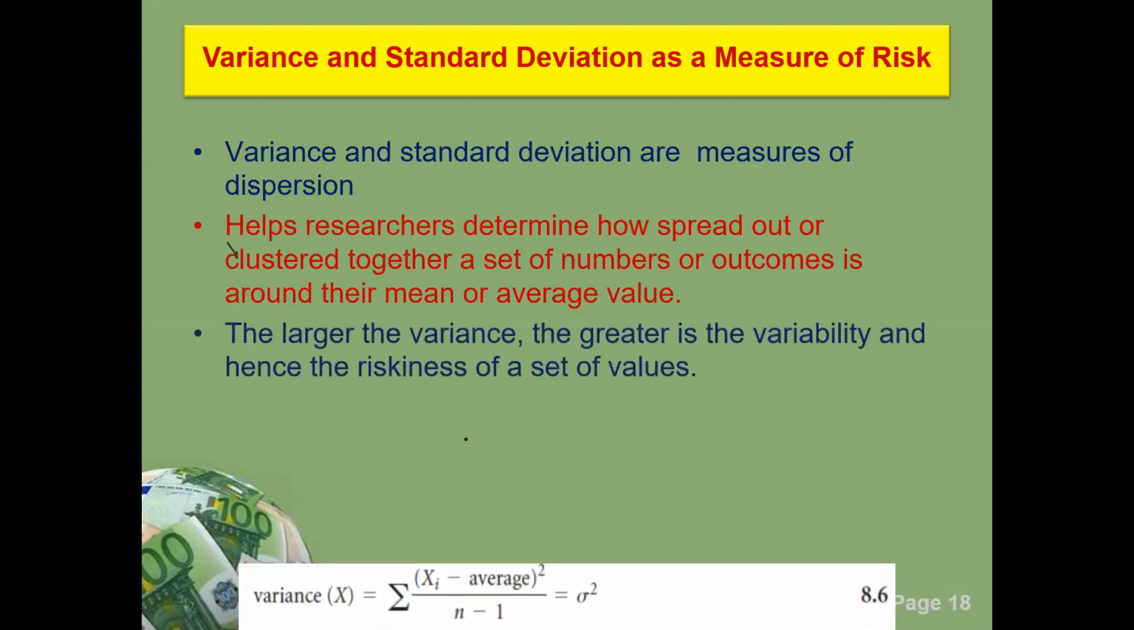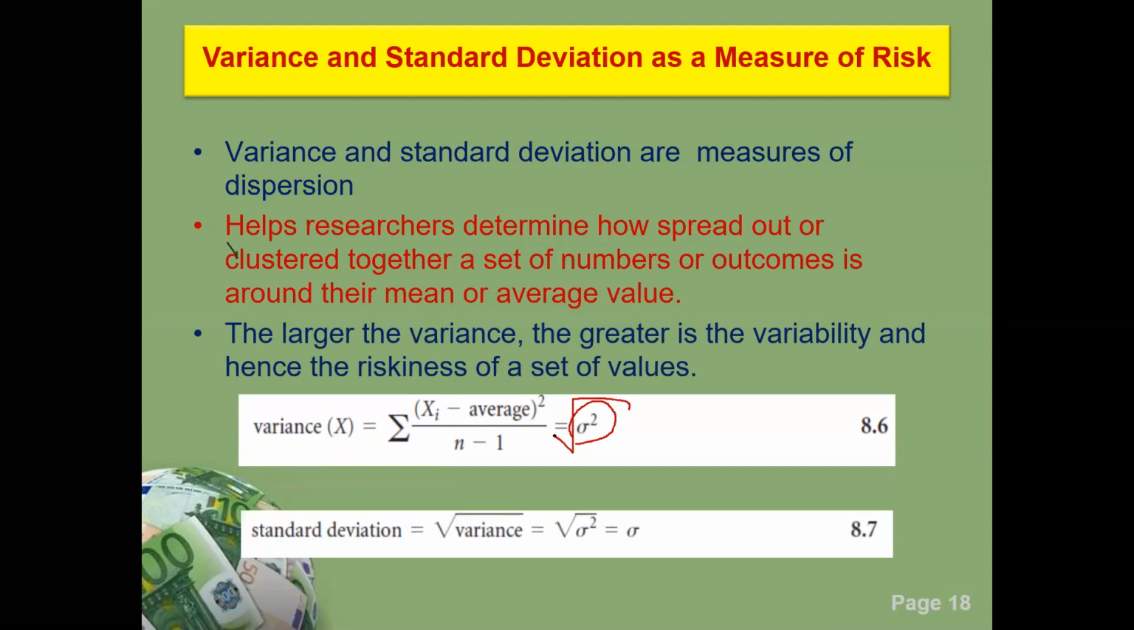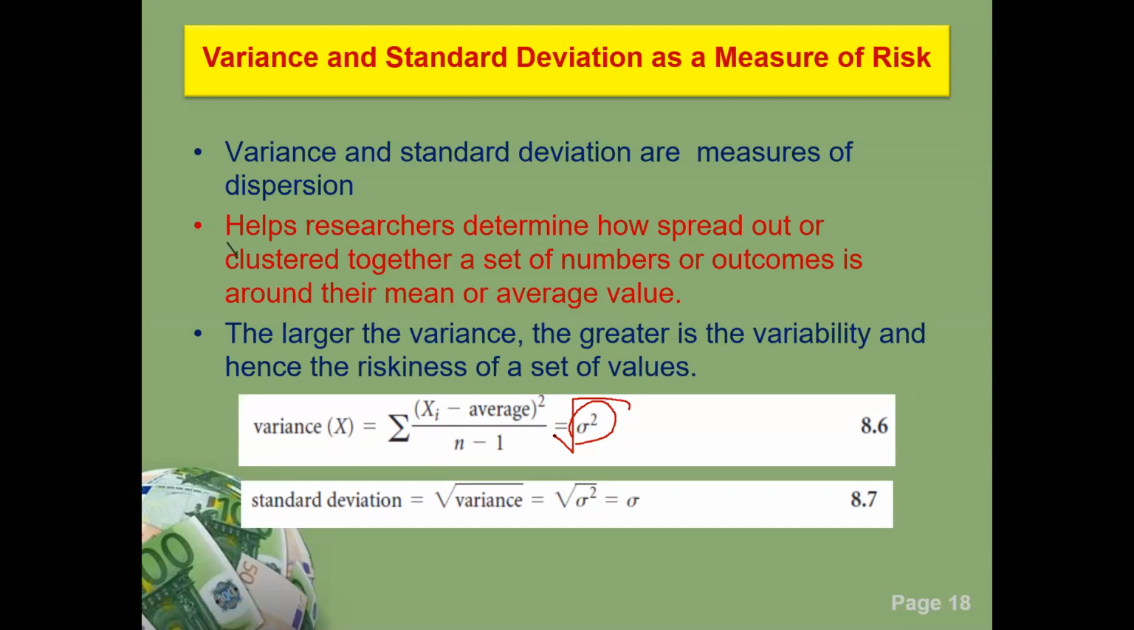We know this is the formula of variance: X minus the average, the whole squared, divided by n minus 1. This is the formula of variance. And when we take the square root of this variance, it becomes the standard deviation. We know these basic formulas from our statistics course, so we will use them over here.